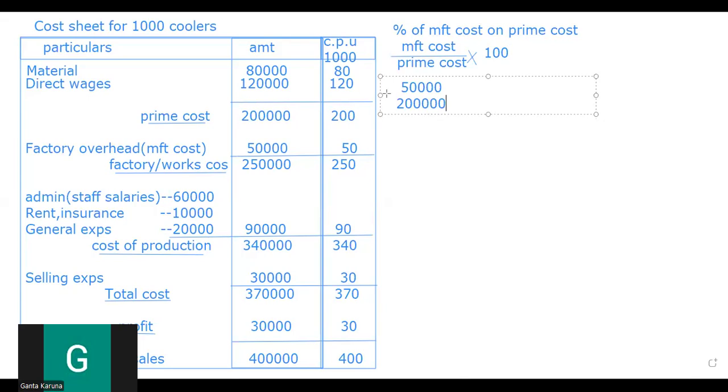So this is my division I'm making. And this one I'm just making the cross as a into, so that it will be easy for me to find out. So then multiplied by 100, please find out how much you are going to get. You are going to get around 50 divided by 2 lakhs is equal to 25% on prime cost.